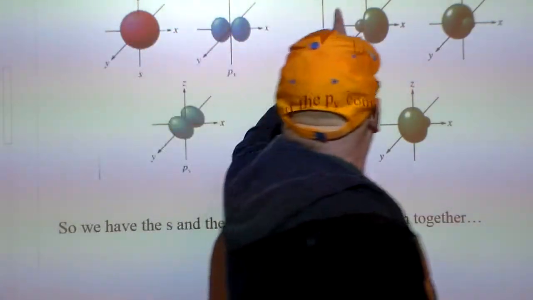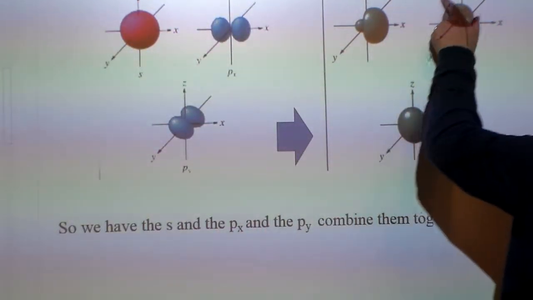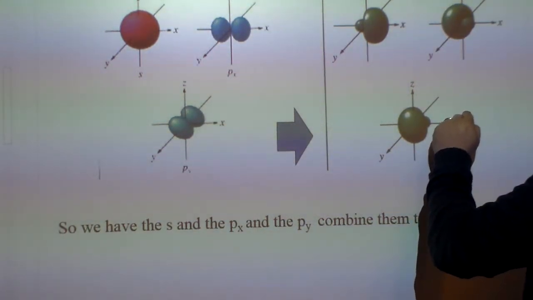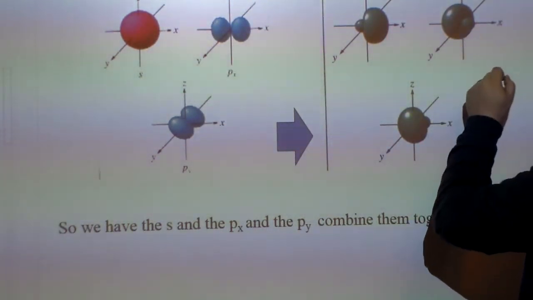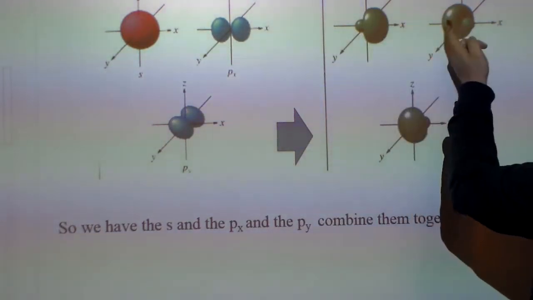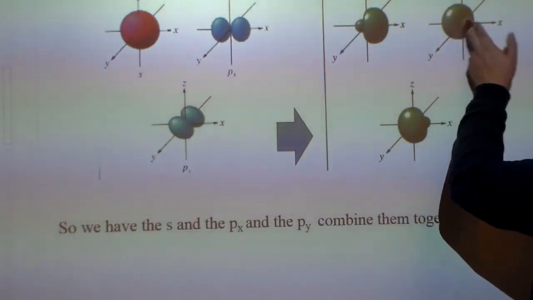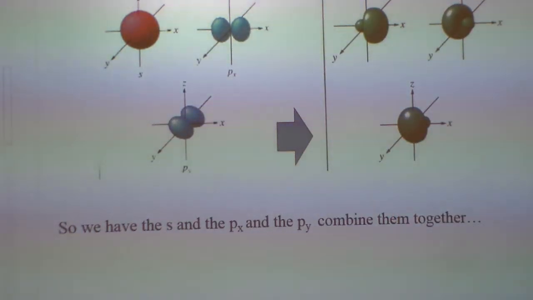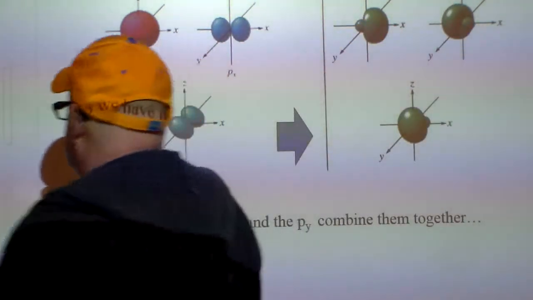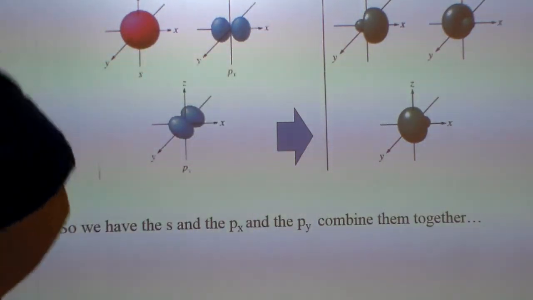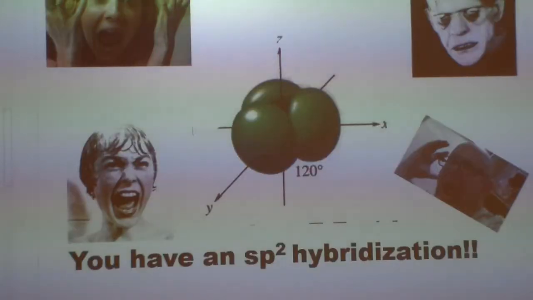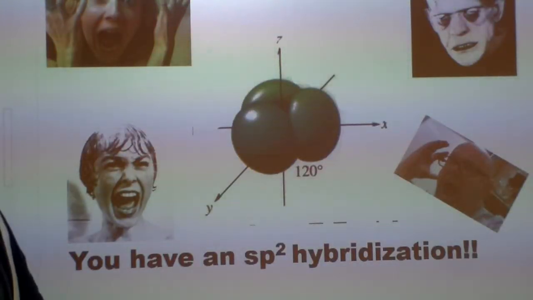The s with the px, the s with the py, it's just looking at it from another angle. You're looking here along the x, and you see what the other side looks like, and then here is the s with the py. So you're getting an idea about this conversion. Now, your notes don't contain everything. That is the sp2 hybridization that's there.